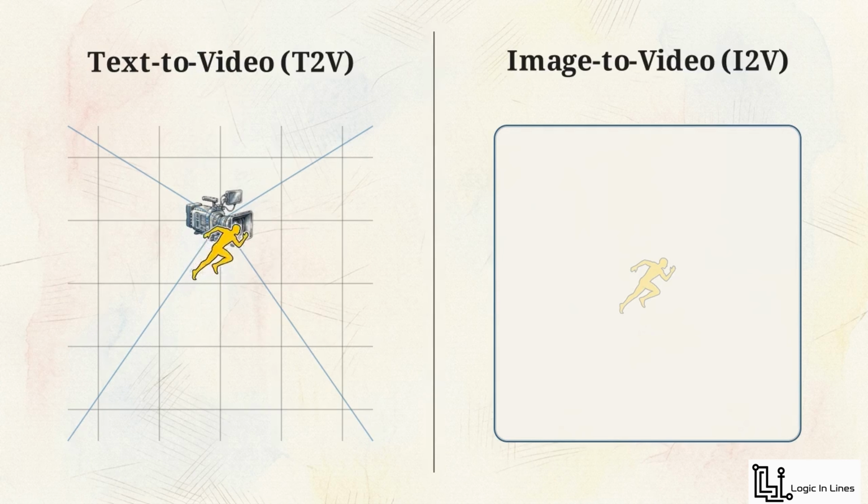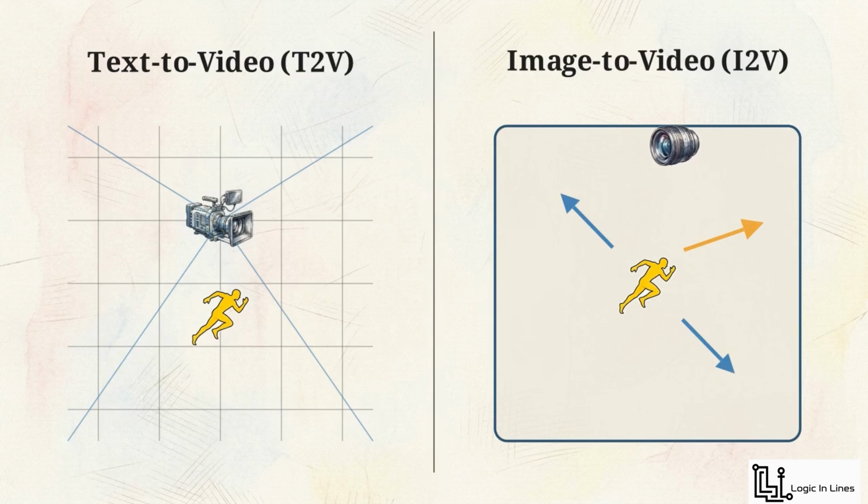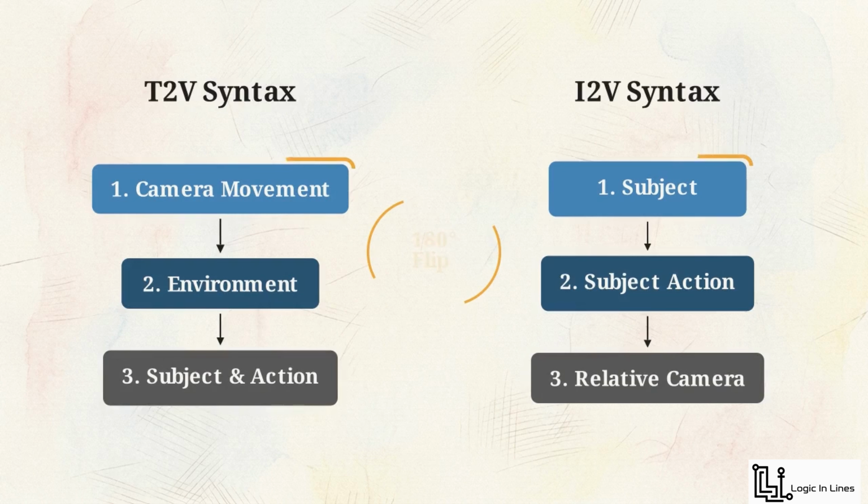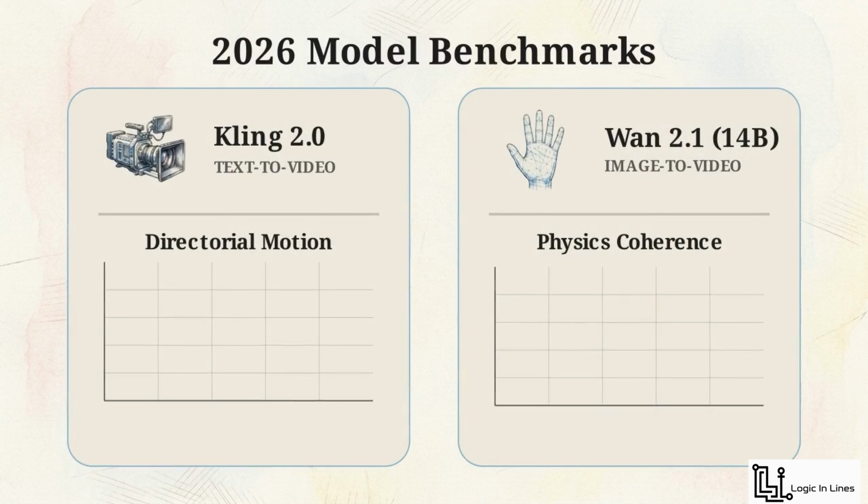You must start your prompt by defining the camera movement and the setting first. You establish the environment, then describe the subject inside. Image-to-video requires the exact opposite structure. Because the scene already exists, your prompt begins with the subject, followed by camera movement in relation to that subject. You pair these rules with the right model for the job.